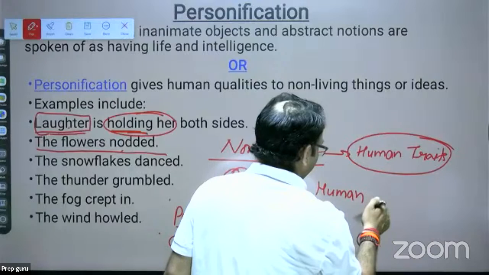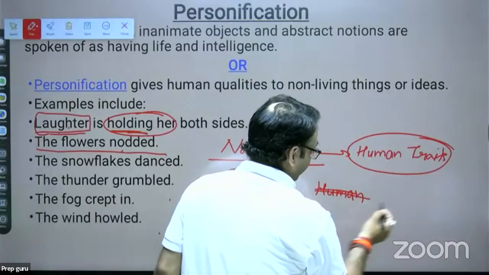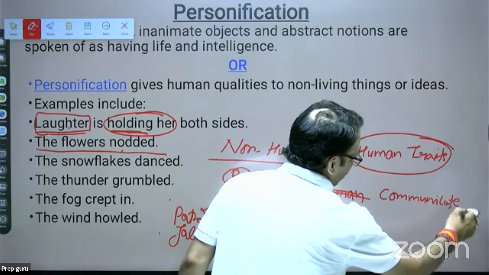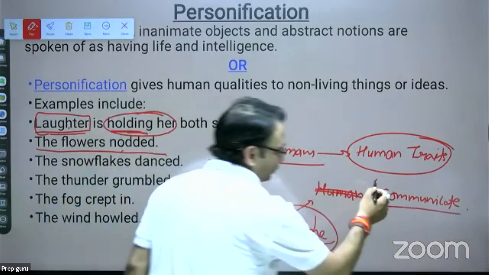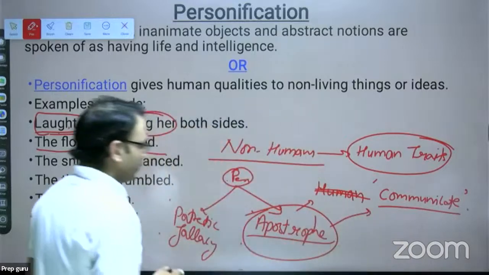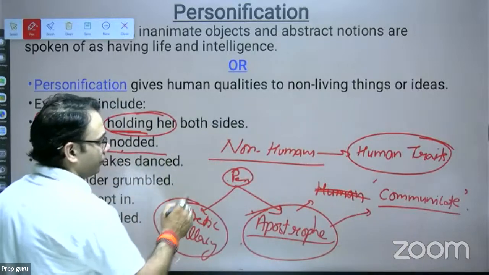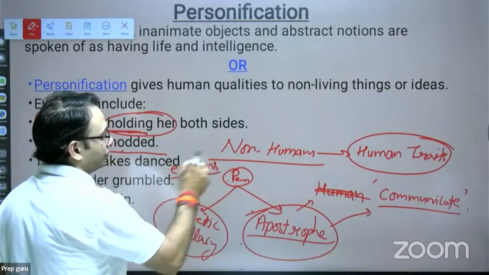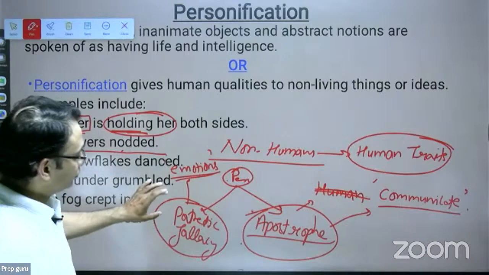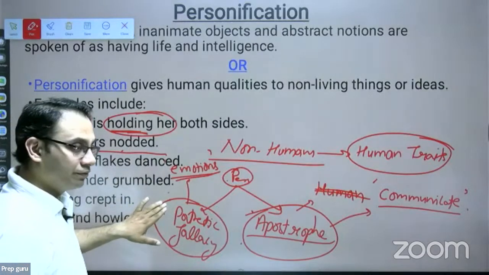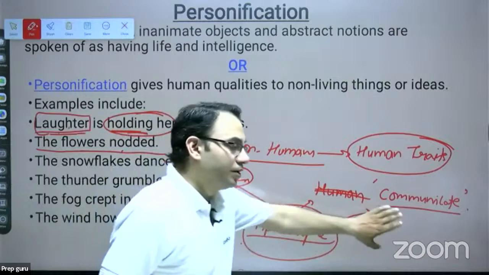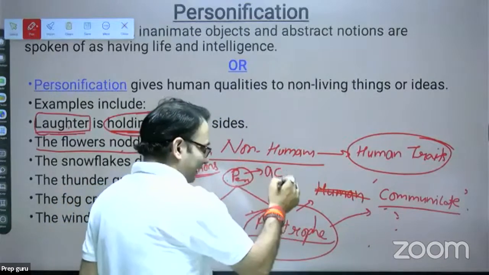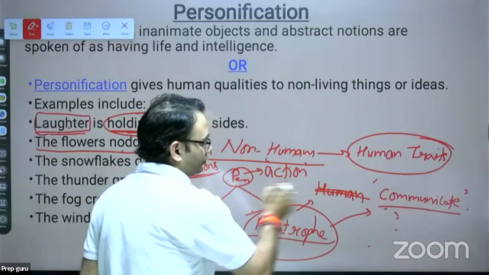Not human emotions. We will try to communicate or address with non-humans, in case of apostrophe. And in case of pathetic fallacy, we show human emotions. So the emotions part is represented by pathetic fallacy. The communication part is represented by apostrophe. And in that context, personification is showing the action.